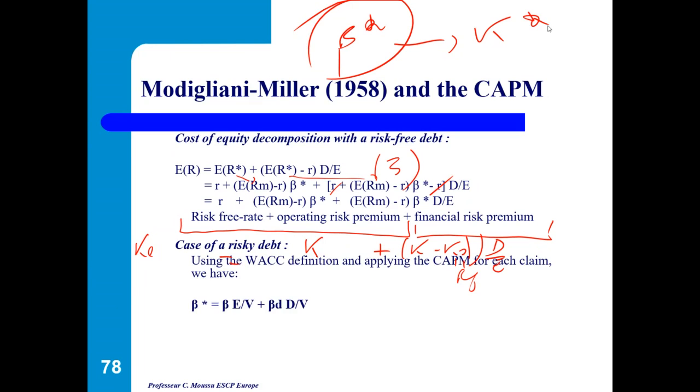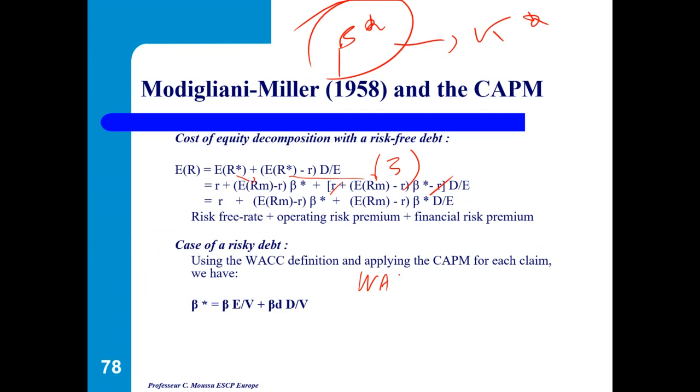So if the debt is risky, how do I find that? I can write it down here so that it's not obscure. We can write that the cost of capital, the WACC, is equal to KE times E over V plus KD times D over V.